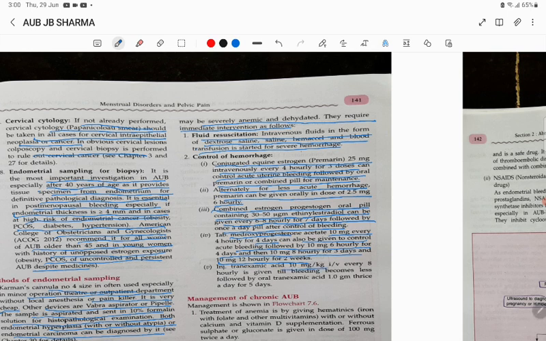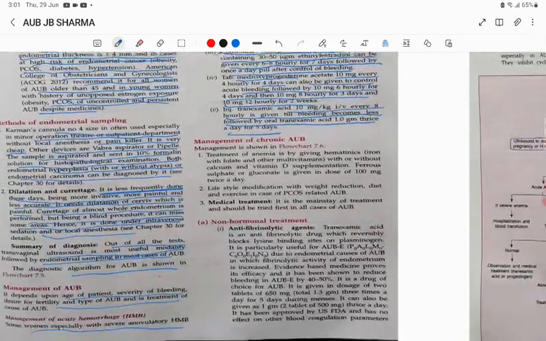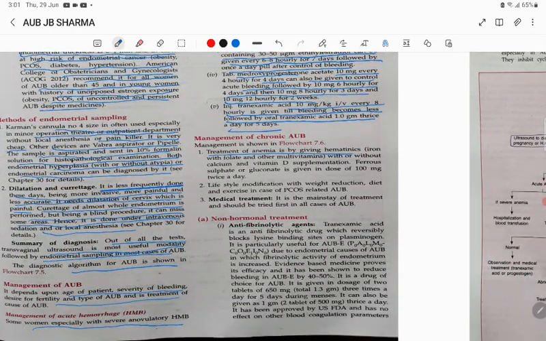IV tranexamic acid 10 mg per kg every 8 hours is given till bleeding becomes less, followed by oral tranexamic acid 1 gram thrice a day for 5 days. Management of chronic anemia is by giving hematinic iron with folate, other multivitamins without calcium, and vitamin D supplementation. Ferrous sulfate or gluconate is given in a dose of 100 mg twice a day.